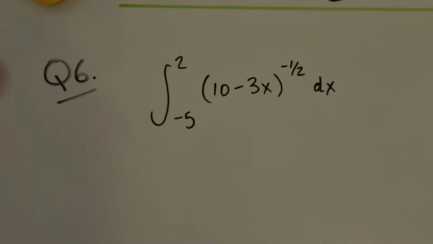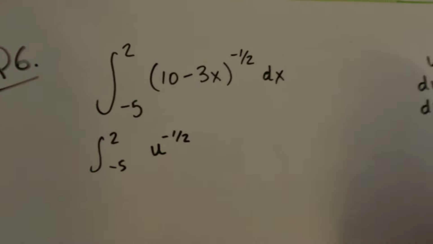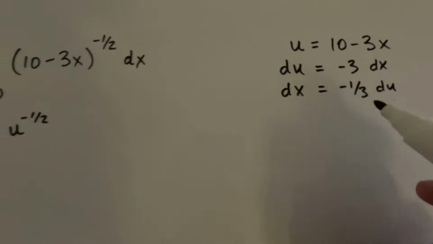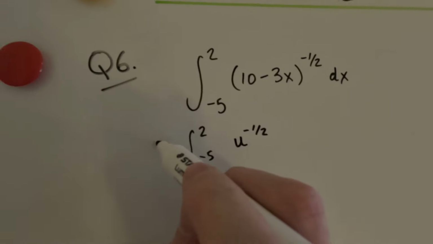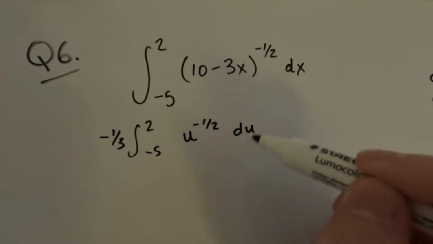So that's equal to the integral from 2 to minus 5 of u to the minus a half. And then dx, as I say over here, is minus 1/3 du. So I'll take the minus 1/3 outside the integral, du. Okay.